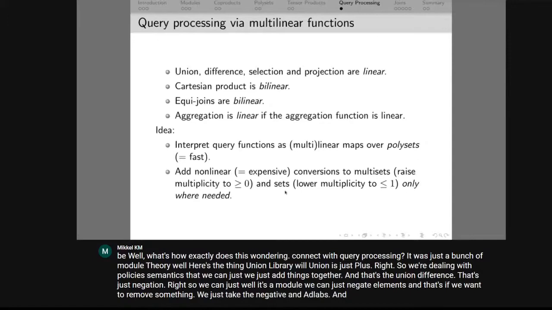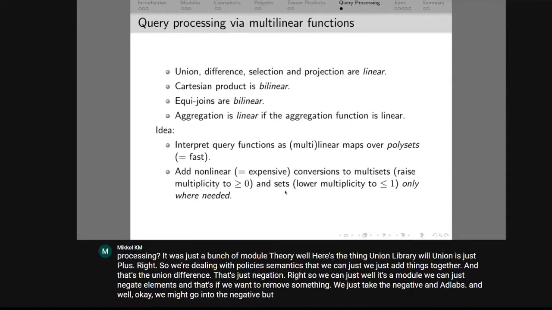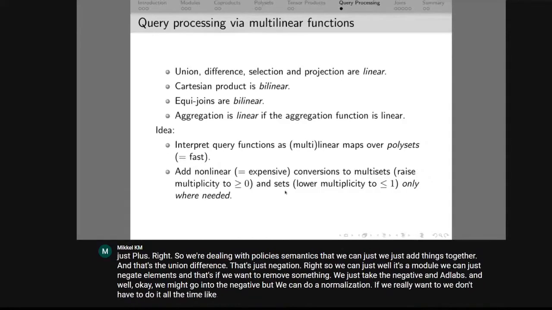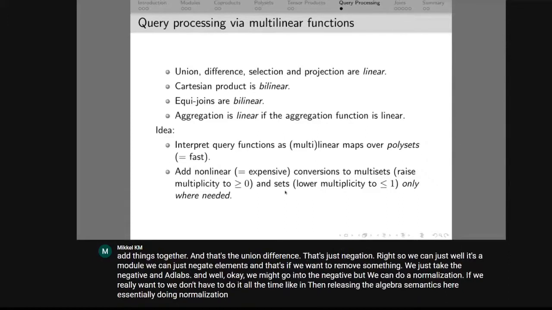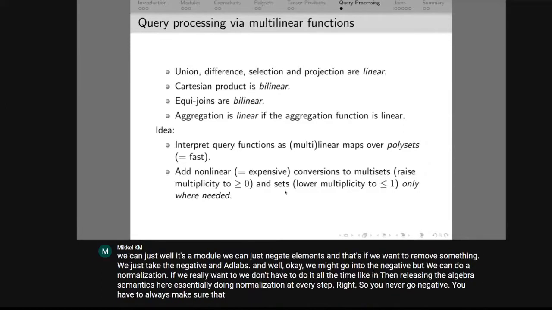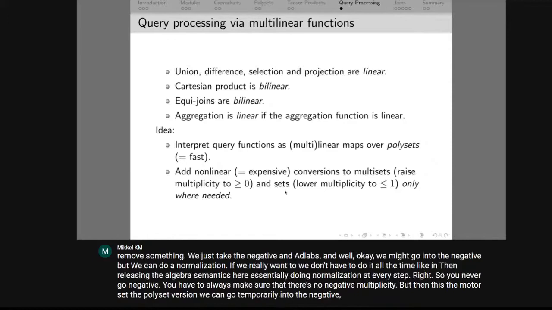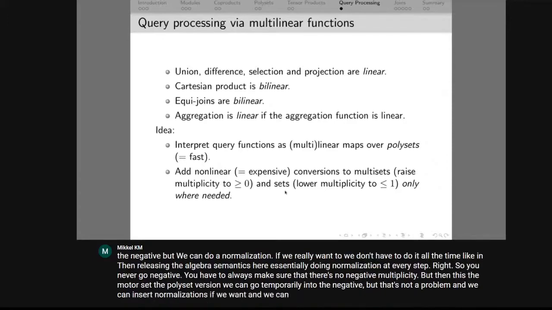Okay, we might go into the negative, but we can do normalization if we really want to. We don't have to do it all the time. In the relational algebra semantics, you're essentially doing normalization at every step, so you never go negative. You have to always make sure there's no negative multiplicity. But in the multiset, polyset version, we can go temporarily into the negative, and that's not a problem. We can insert normalizations if we want, or not, depending on what's needed and what's efficient.